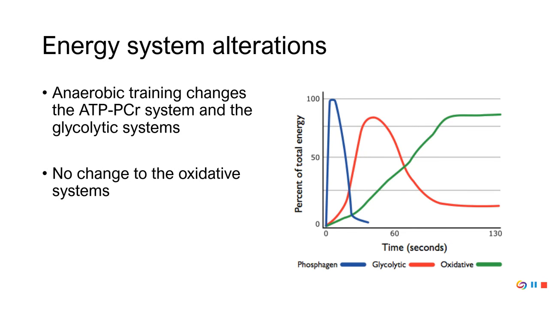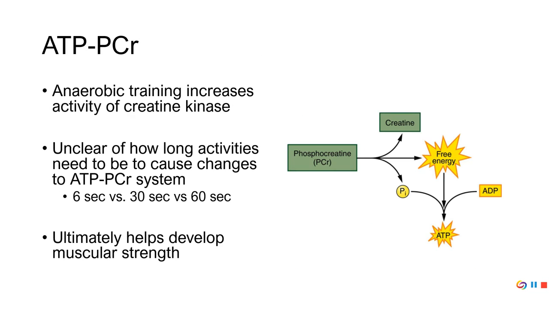Anaerobic training, as mentioned a minute ago, does alter the ATP, PCR, and glycolytic systems. It makes them more efficient, so you can generate ATP quickly. But there's really no change in the oxidative systems, again, because these activities really don't last long enough to get a lot of benefit from the oxidative systems.